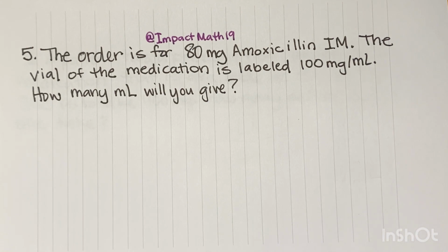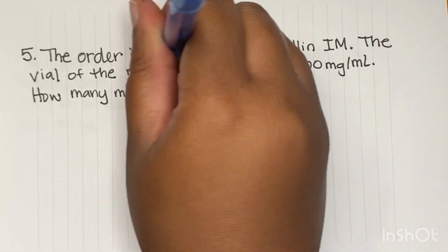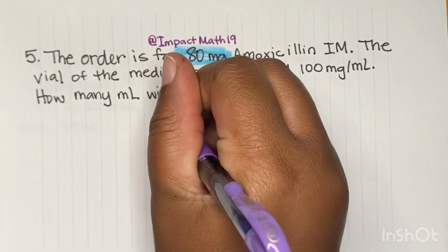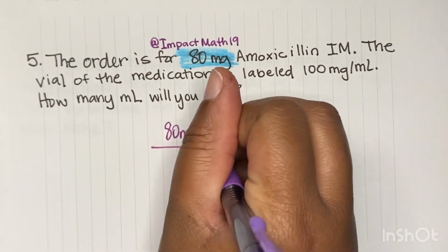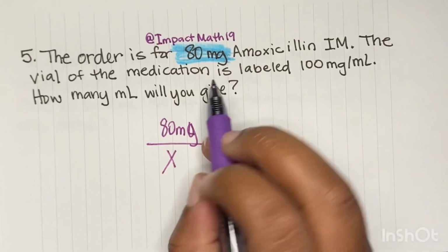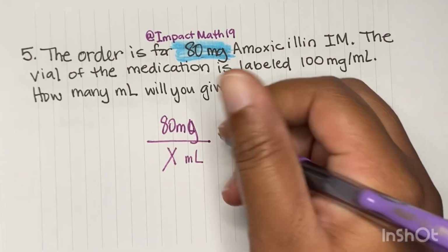All right, so we're going to start with what was given, okay? So what was given? I'm going to start with here. The order was 80 milligrams of amoxicillin. Okay, so we're going to put 80 milligrams. Now, we don't know, because it's asking us how many milliliters will we give. Well, that's something we don't know. They only told us 80 milligrams. We don't know how many milliliters that is.